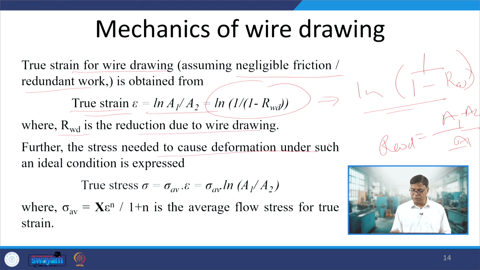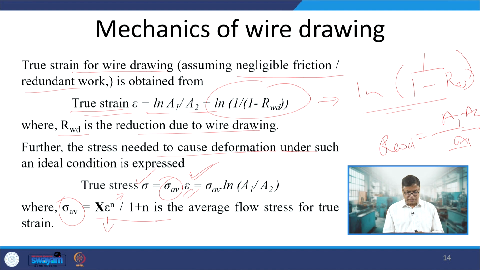For the stress required to cause plastic deformation under such ideal conditions of deformation in wire drawing, true stress is obtained from the average stress and epsilon showing the strain. Okay. So, the average stress is obtained from that earlier equation, where epsilon is the true strain, n is the work hardening exponent and K is the material strength coefficient. This is the equation to be used for determining the average flow stress. So, the average flow stress multiplied by the true strain will give us the true stress.